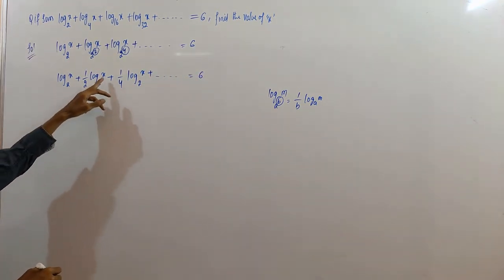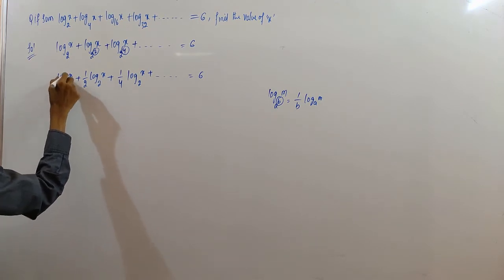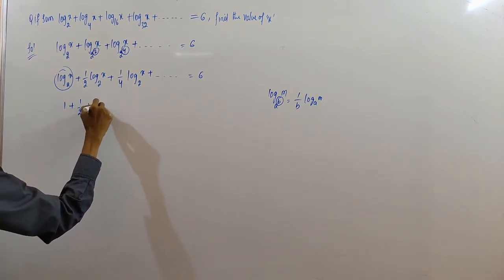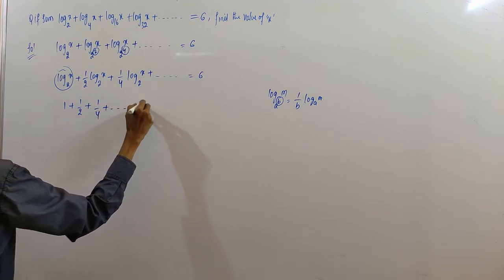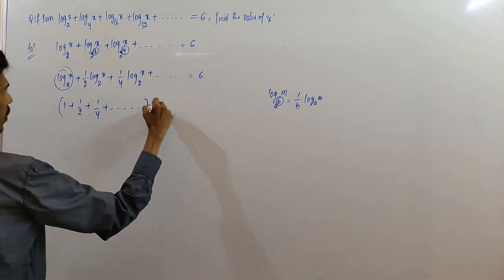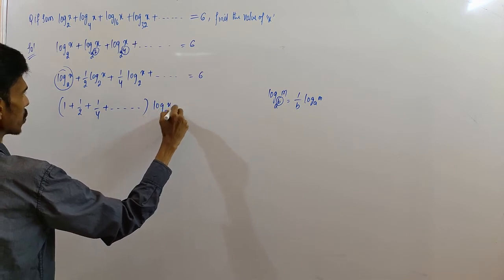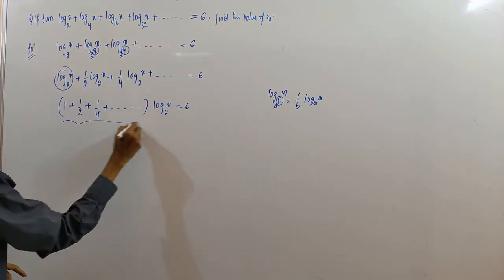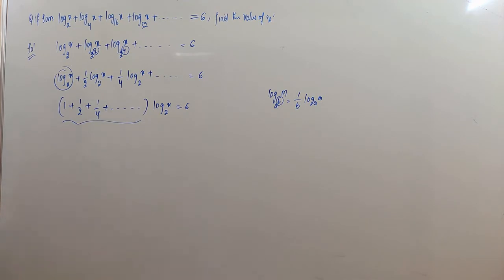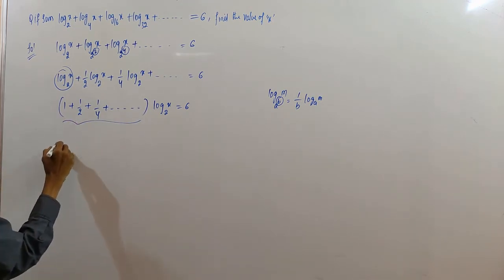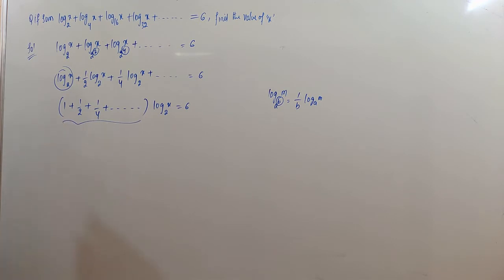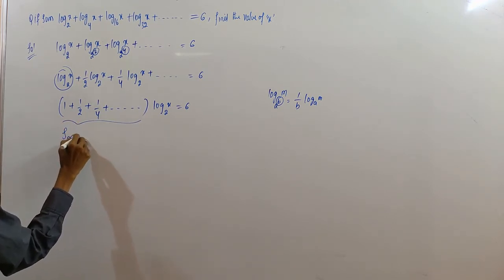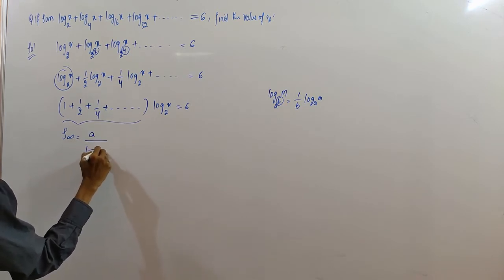Now take log x base 2 common, we have 1 plus 1 by 2 plus 1 by 4 plus and so on, times log x base 2, whose value is 6. This series is in GP up to infinity. So here this is in the form of geometric progression. So S infinity is equal to a divided by 1 minus r.